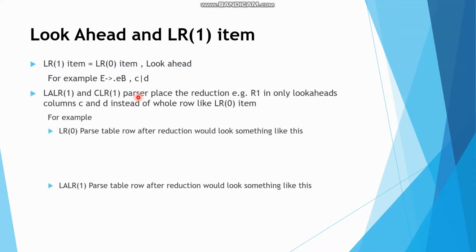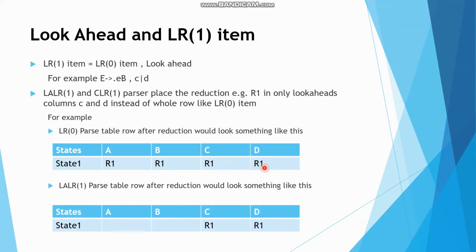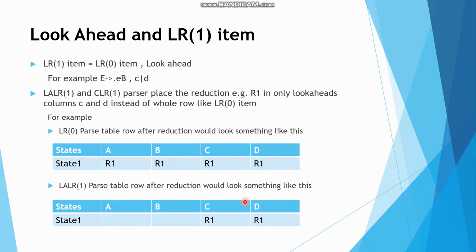In CLR1 and LALR1 we use LR1 items because we want to apply reduction only on relevant columns of the parse table rather than the whole row. If you consider an example of an LR0 parse table, as you can see, if we apply the reduction R1 on any production of a state, the reduction is applied to every single column of that state. But if you take a look at the LALR1 parse table, you can see the reduction is applied only to the columns which are present in the look ahead, for example C or D.